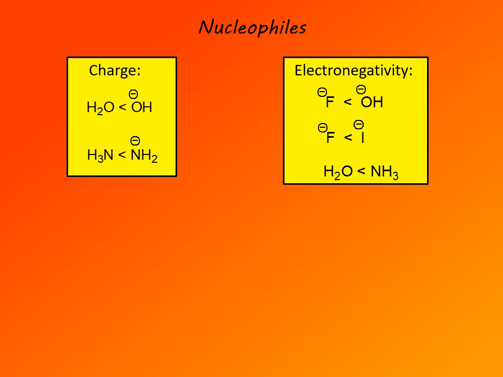Consider also electronegativity. When comparing nucleophiles in the same row of periodic table, less electronegative atom is stronger nucleophile compared to more electronegative. Less electronegative atom is better electron pair donor because it doesn't have as much tendency to attract that electron pair. So hydroxide anion is much stronger nucleophile than fluoride. Also iodide anion is stronger than fluoride, again lower electronegativity, and ammonia stronger than water. In each of these cases, it's the electronegativity effect.